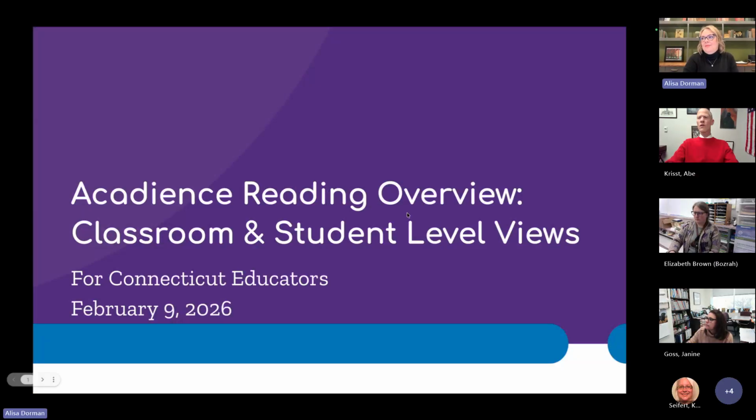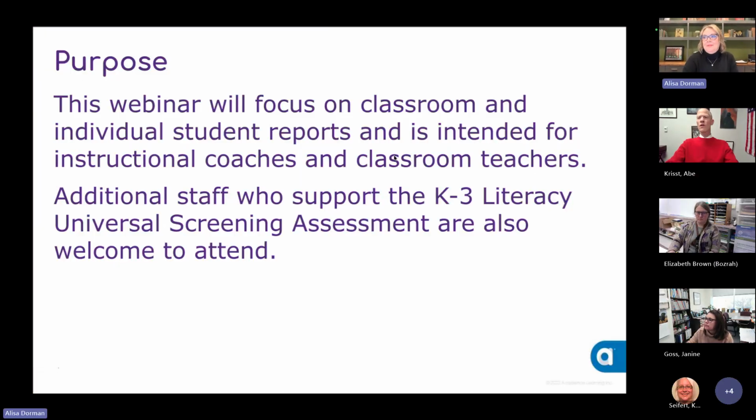With that, just restating the purpose that has already been stated, we're going to look at the reports that we generate through Acadient's data management service, ALO. For those who use it, we're also just going to talk about how data is collected in general and the type of data that is meaningful for educators to make decisions based off the universal screening data that they've collected.